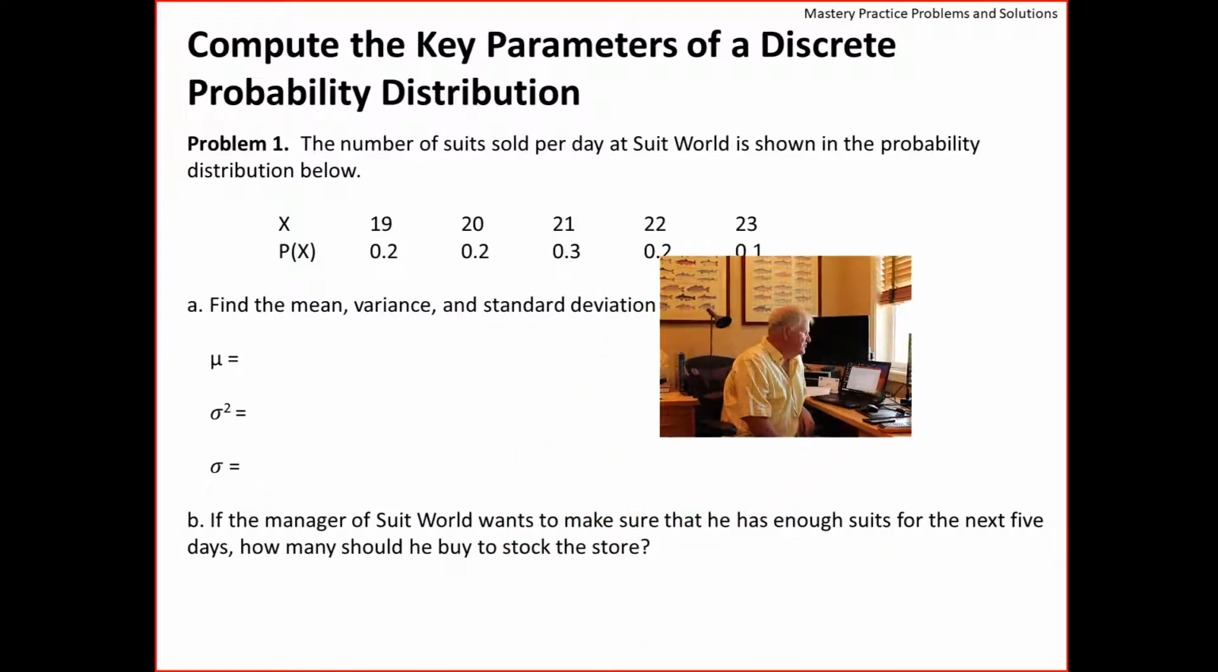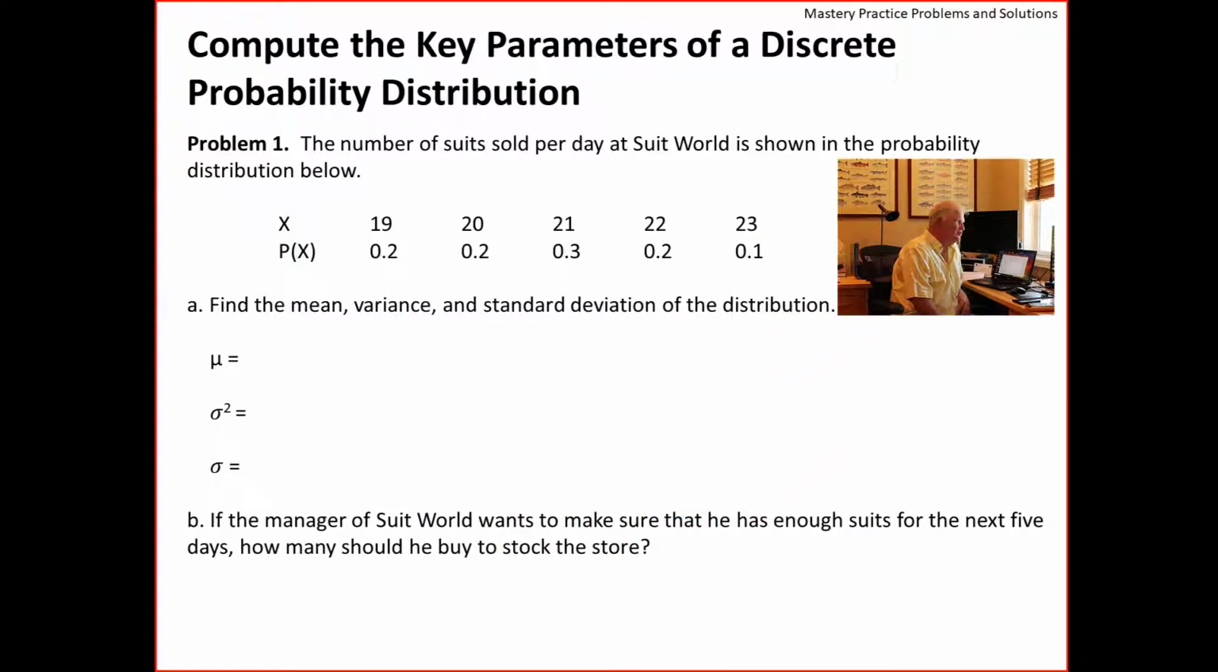Problem 1 says the number of suits sold per day at Suit World is shown in the probability distribution. So it's got a distribution 19, 20, 21, 22, 23, and a fairly flat probability profile, 0.2, 0.2, 0.3, 0.2, 0.1. Now these are believable, right? I don't know if the numbers are believable, but a company like Suit World could just look at their records over a period of time and see that week to week, this is the type of distribution they have.